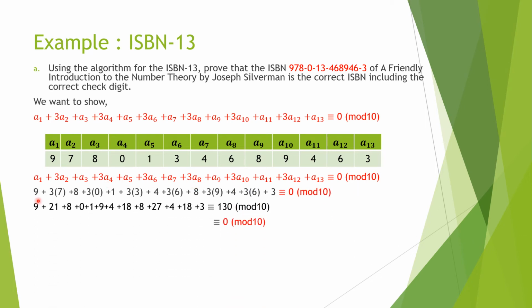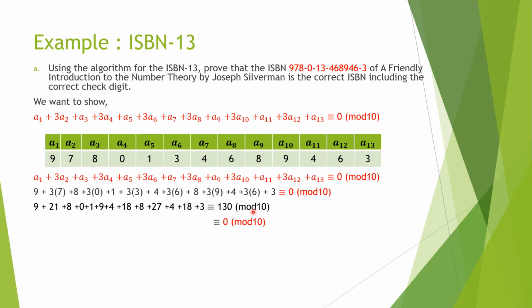So we have here 9 plus 3 times 7 plus 8 plus 3 times 0 plus 1 plus 3 times 3 plus 4 plus 3 times 6 plus 8 plus 3 times 9 plus 4 plus 3 times 6 plus 3 is congruent to 0 modulo 10. After that, perform the indicated operations. So we have here 9 plus 21 plus 8 plus 0 plus 1 plus 9 plus 4 plus 18 plus 8 plus 27 plus 4 plus 18 plus 3 is equal to 130.